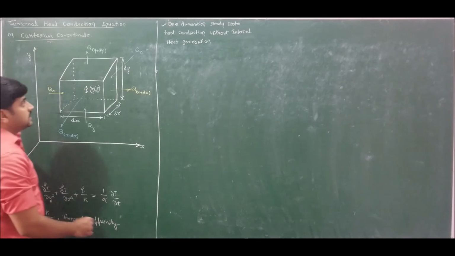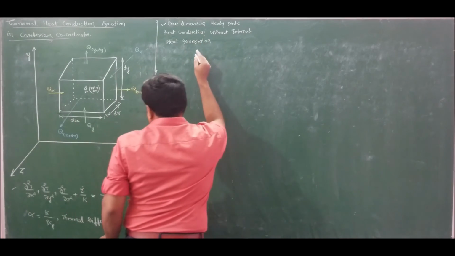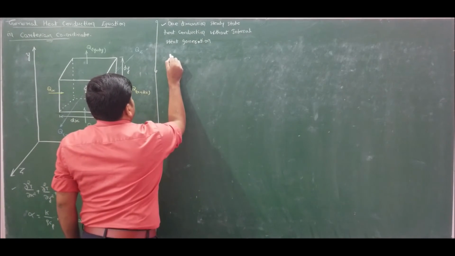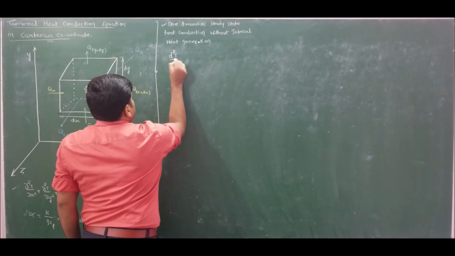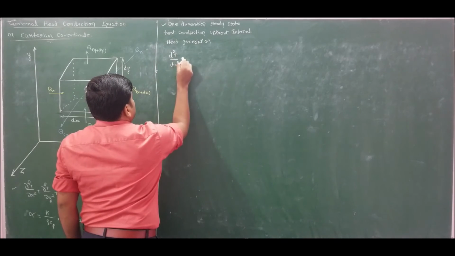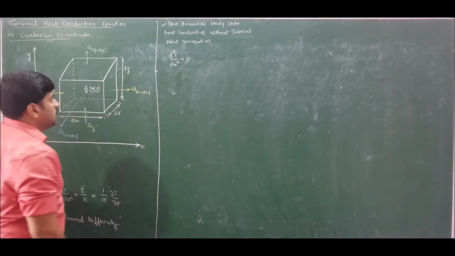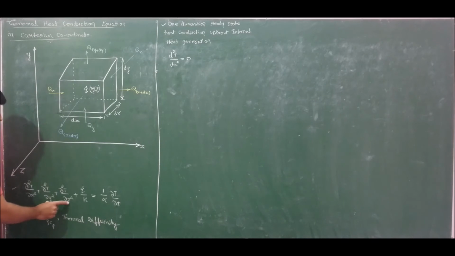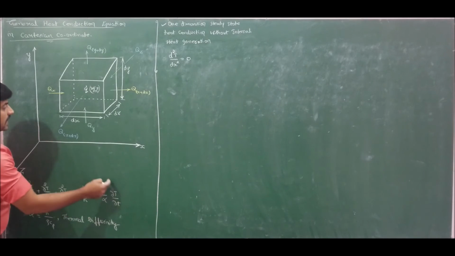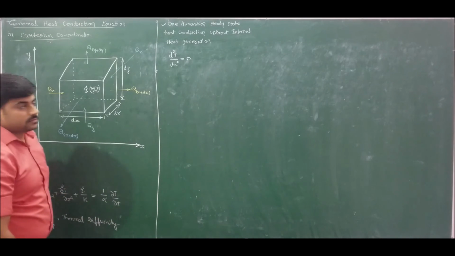So therefore substituting the one dimension, I will get d square T by dx square is equal to 0. Since it is one dimension, y and z direction are neglected. Without internal heat generation, the second term will become 0. Steady state, so therefore RHS will also become 0.